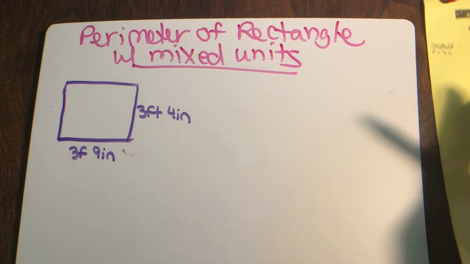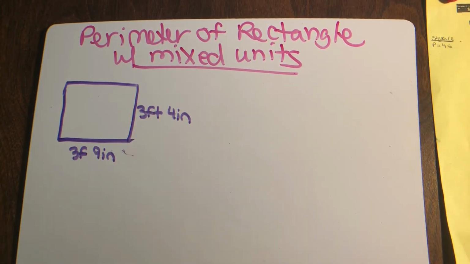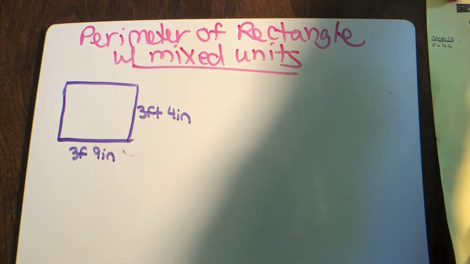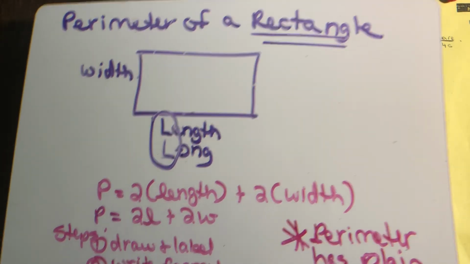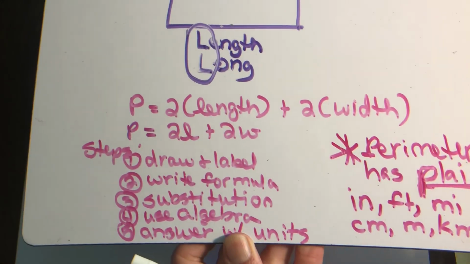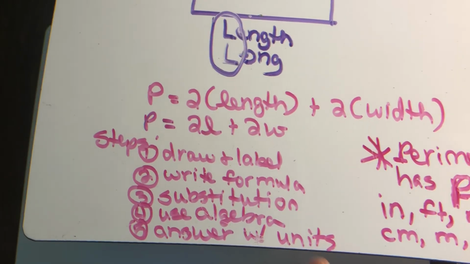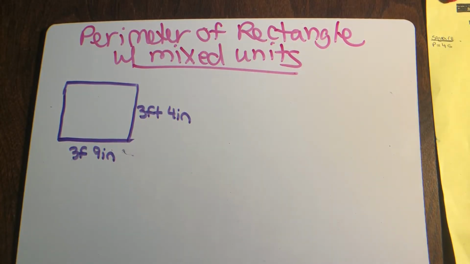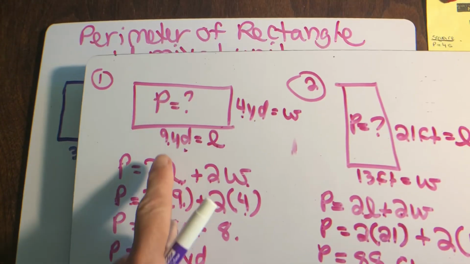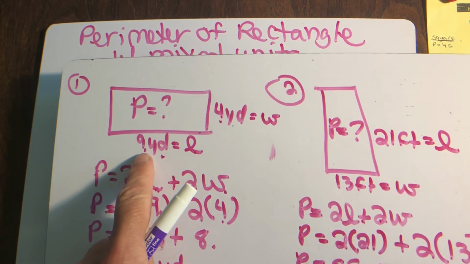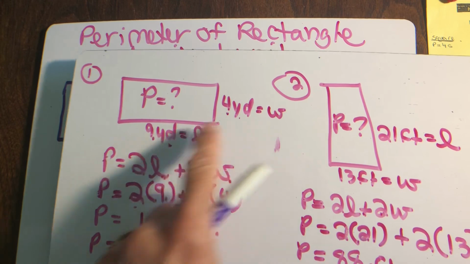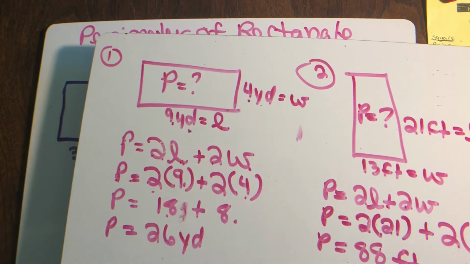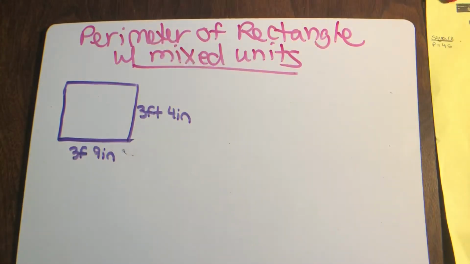Let's continue our work with perimeter. In the last video, we talked about the formula and how to label it and what steps we're going to follow. We're going to continue with this same method. The only thing different here is that in our previous video, we just had figures with some very simple things, where both sides were in yards and we didn't have any combination of units.